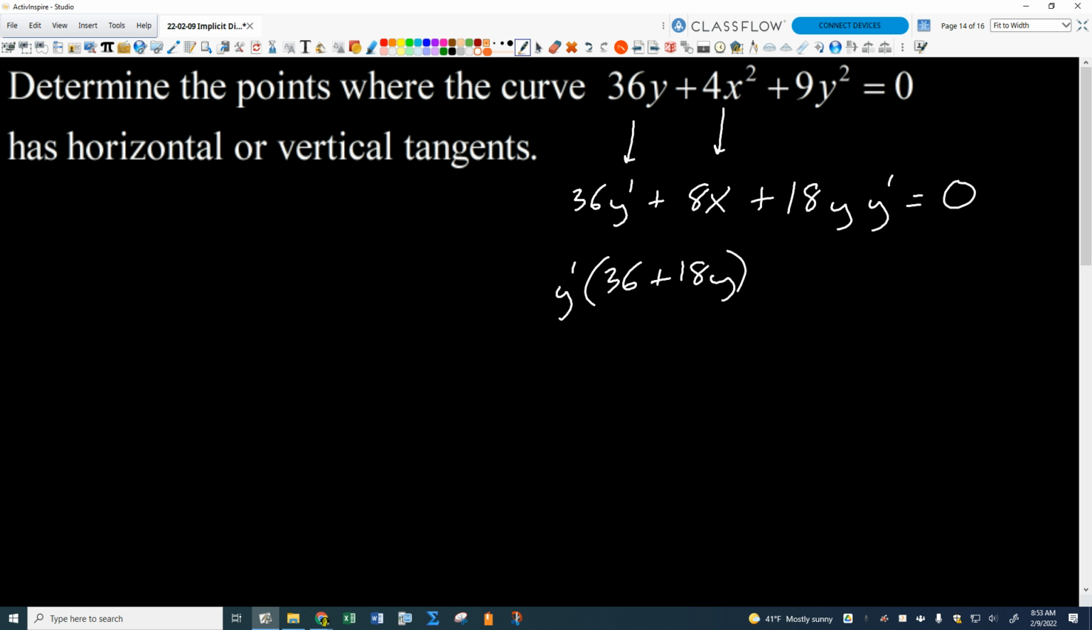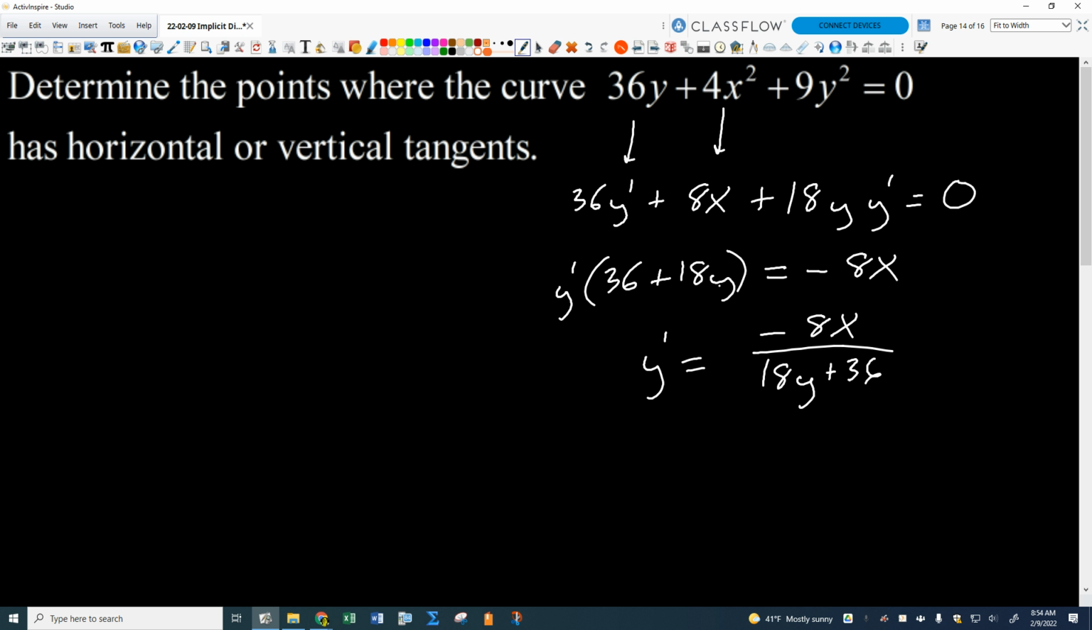We probably could skip this step, but I'll go ahead and write it. Something like that, right? Divide each side through by this factor. And we get y prime equals negative 8x divided by 18y plus 36. And it looks like I could simplify that a little bit. If I wanted to factor a 2 out of the top and bottom and simplify, I could do that. But I'm not even going to bother. We'll be able to answer the question either way, right?